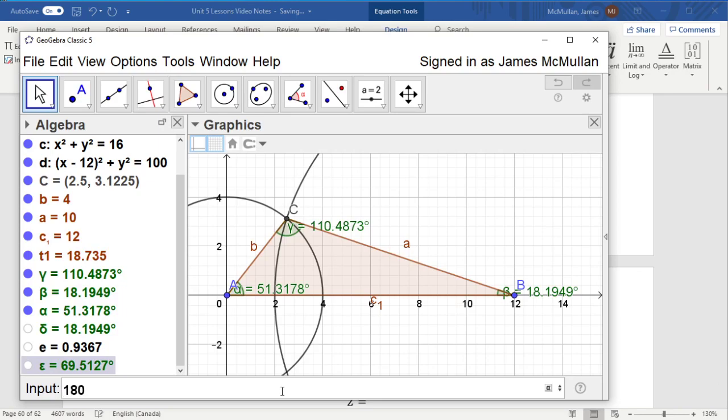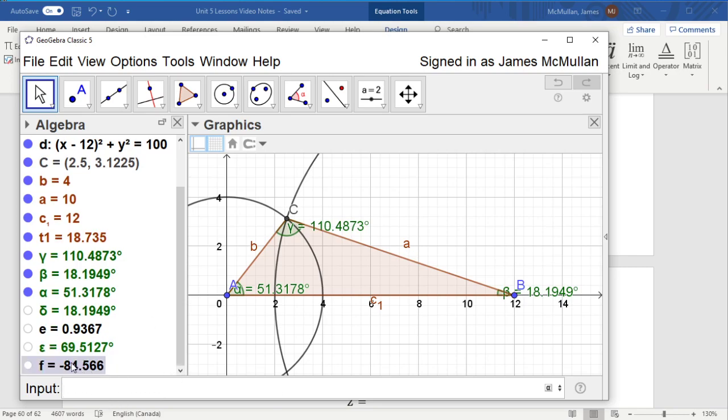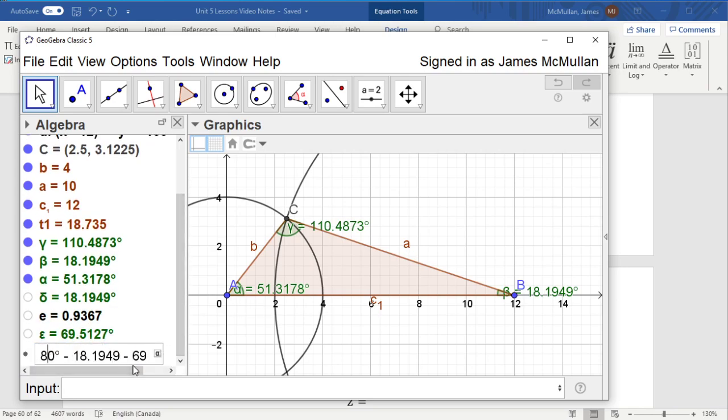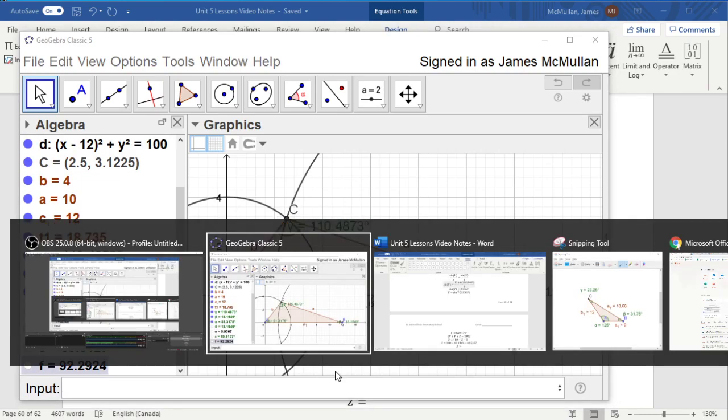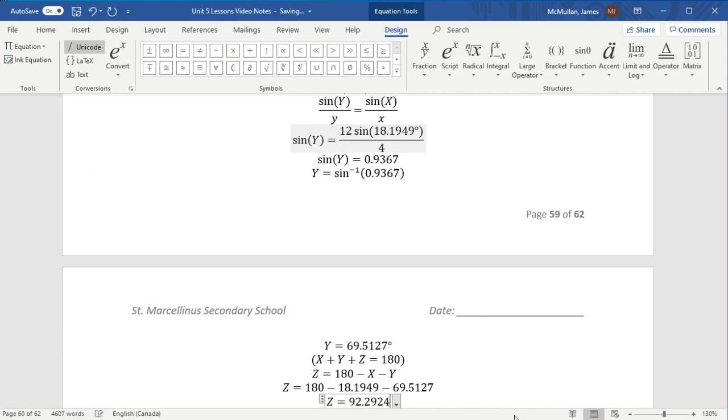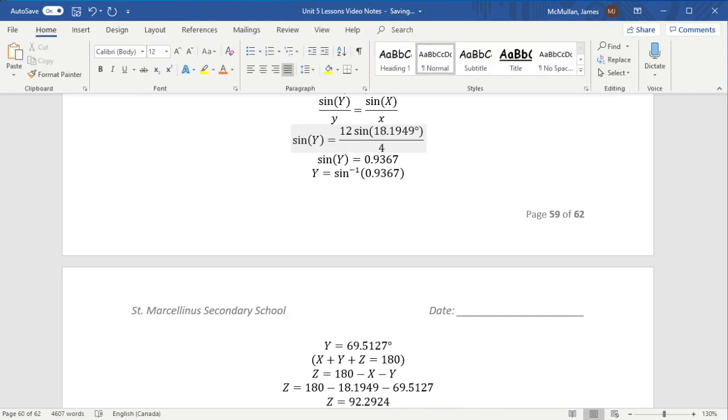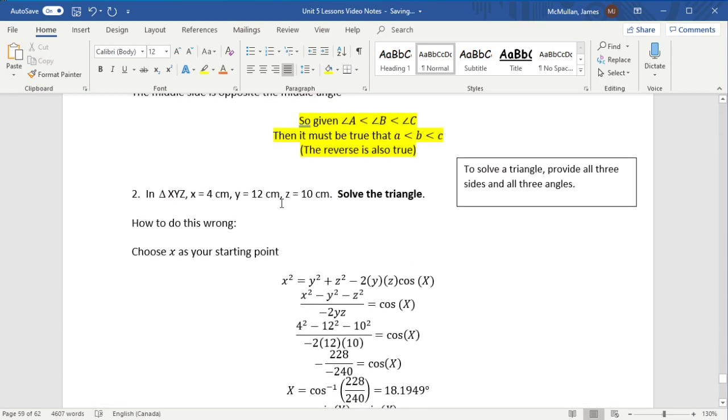And we would discover that z is equal to 180 minus 18.19 minus 69.5127, and we would discover that this is 92.2924. Okay. Now, this is wrong. Z is not this angle. In fact, y is not this angle. Go back and look at the triangle. Y is the largest side.